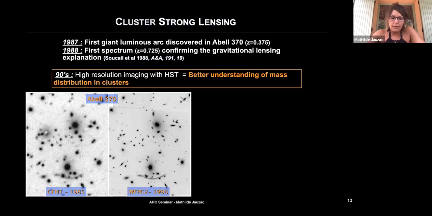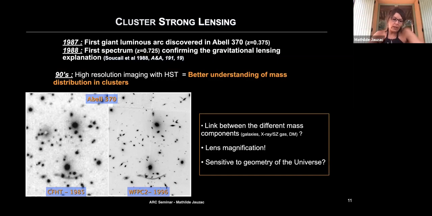To give you an idea, this is exactly the same field observed with Hubble in 1996 by the camera WFPC2. You can see clearly the extended arc that is seen in the CFHT image, but you can also see in the northern part some other arcs that are extremely faint and invisible on the CFHT image. So basically what I'm trying to say here is that without Hubble, it would have been almost impossible to do cluster lensing analysis properly.